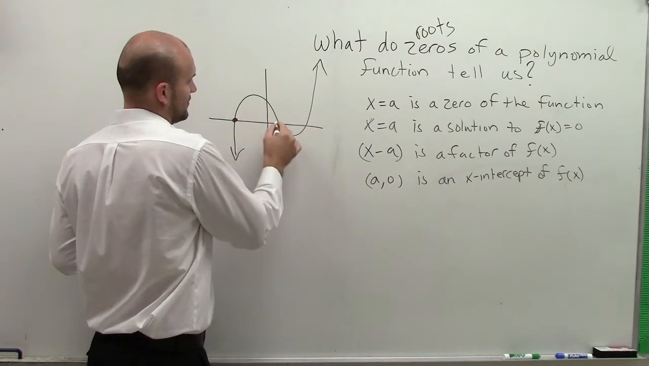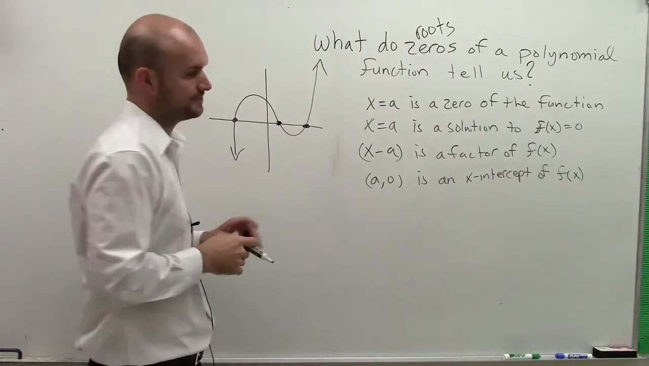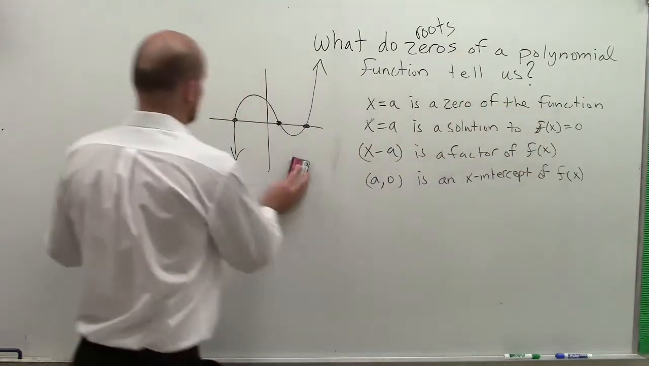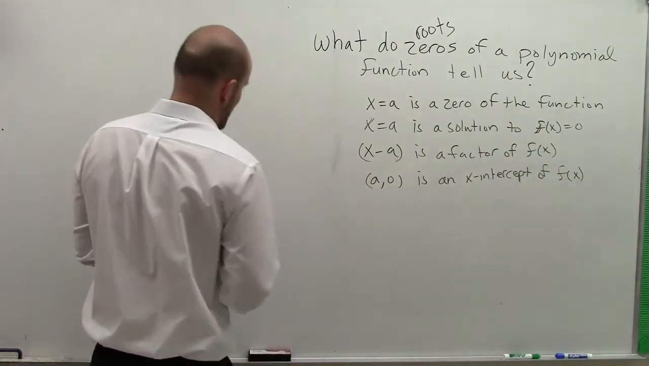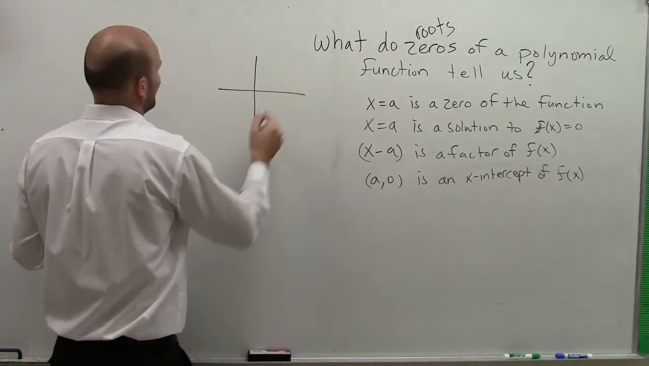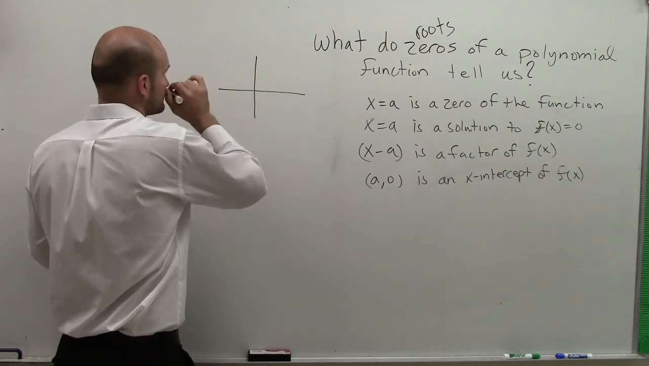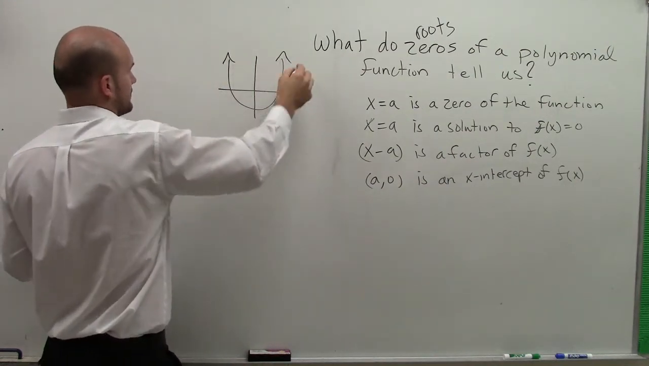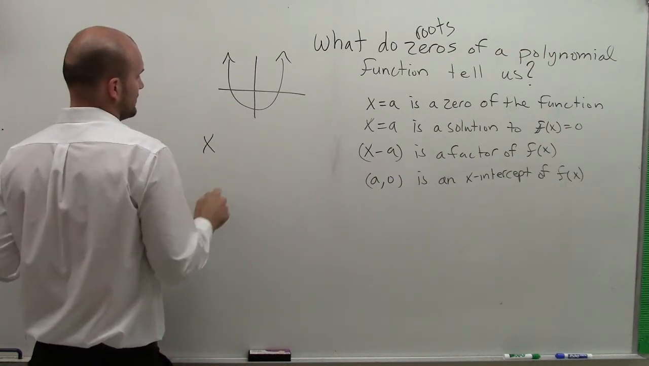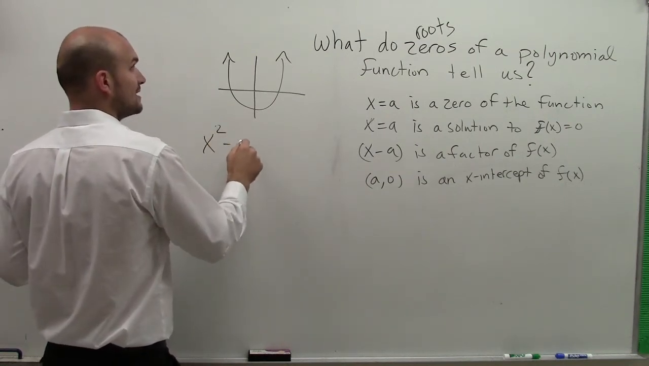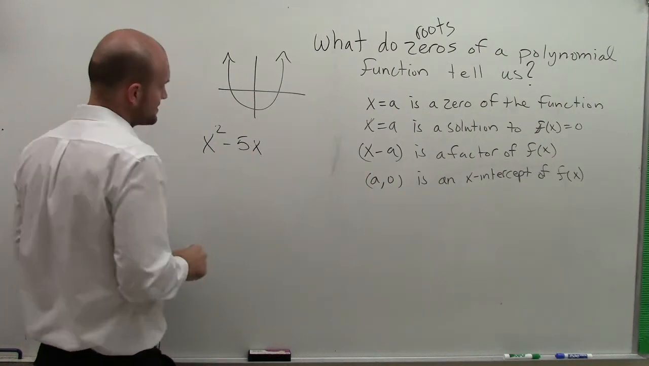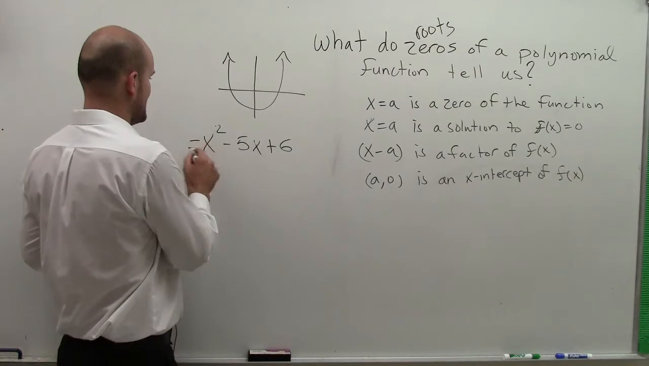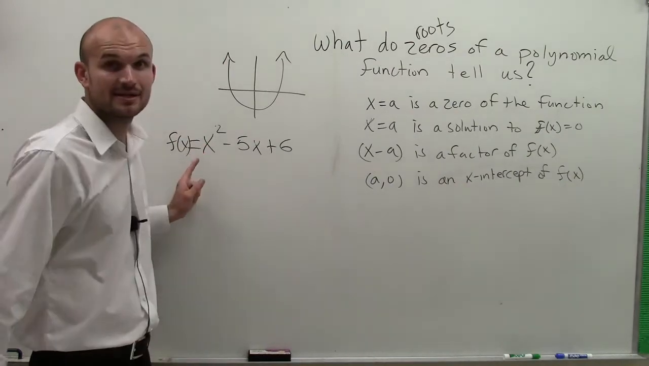Okay? So let's say we have something that we're going to factor. Actually, let me pick something a little bit easier here. I'm just going to pick something. Let's have x squared minus 5x, and let's do plus 6. Okay? So let's say my function f of x is here, right?